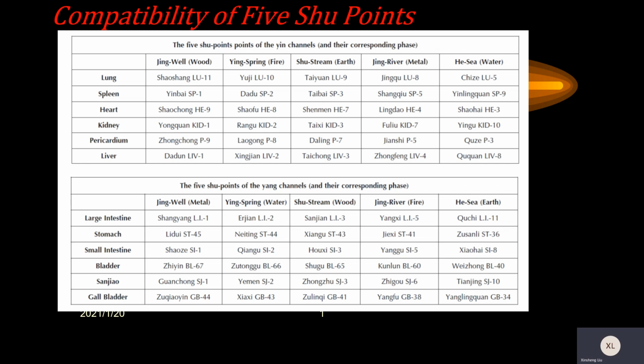So here is about the compatibility of the five shu points. It lists 6 zang organs, right? 6 zang organs, the Jing Well, Yin Spring, the Shoestring, the Jing River and Hersey points, and also the 6 fu organs corresponding. Later we talk about every channel. When we talk about every channel, we discuss the five shu points in detail.